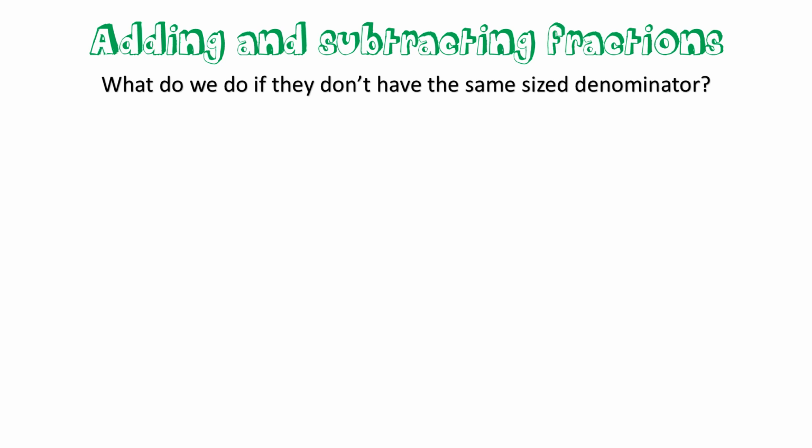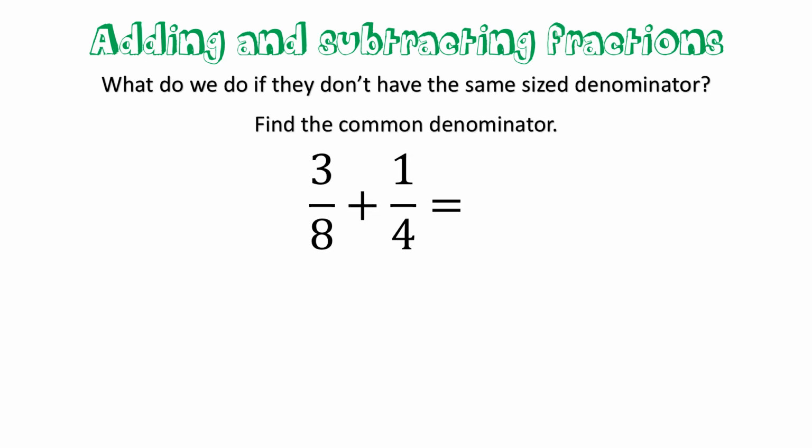Let's have a look at what we do if we don't have some fractions with the same size denominator. Well, what we have to do is find the lowest common denominator. Let's look at this calculation. We have 3/8 plus 1/4. As you can see, the denominators are different. So we have to look at both denominators separately.